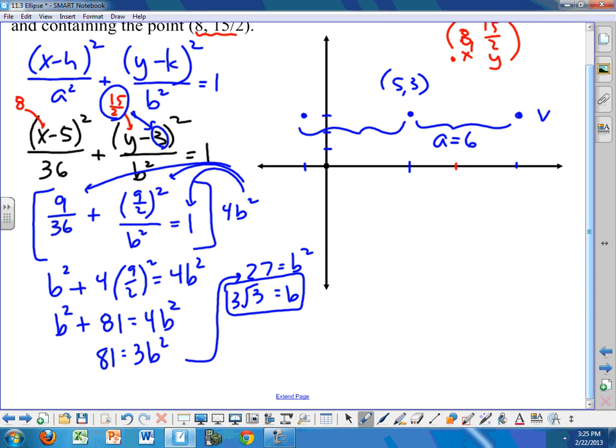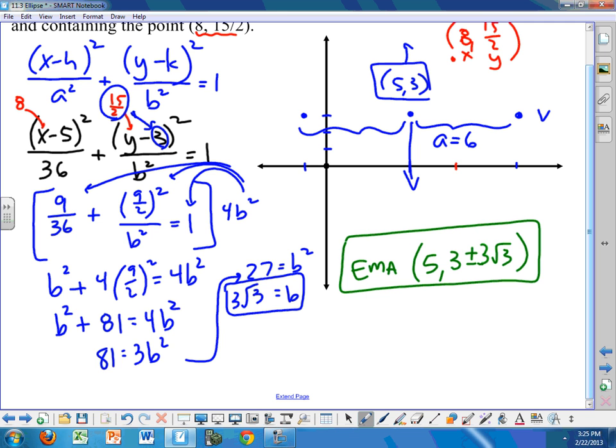We just have to figure out the endpoints of the minor axis. Of course, we're going from our center, and we're going to go down, and we're going to go up 3 radical 3 units. So the endpoints of the minor axis are going to be 5 comma 3 plus or minus 3 radical 3. Up and down 3 radical 3 from the center 5 comma 3. It takes care of business on that one.